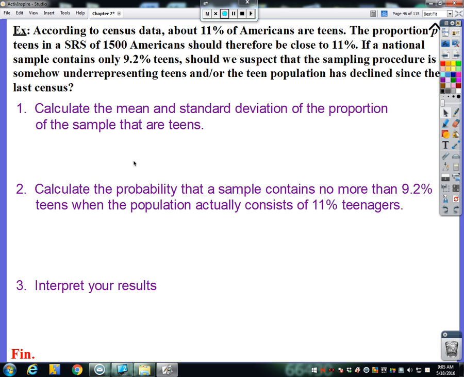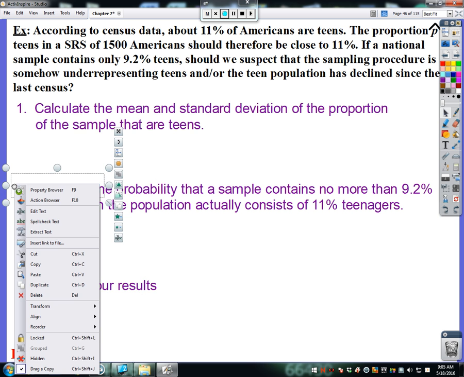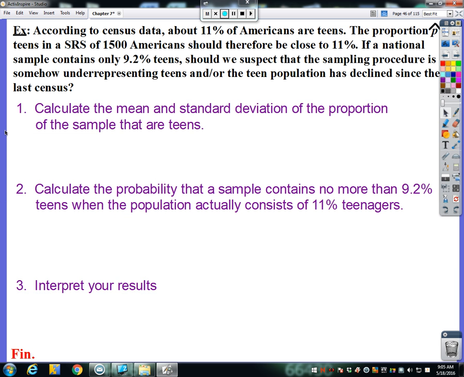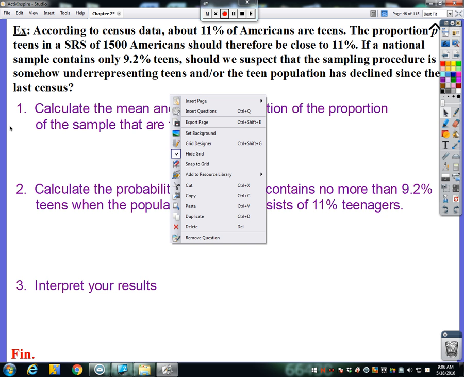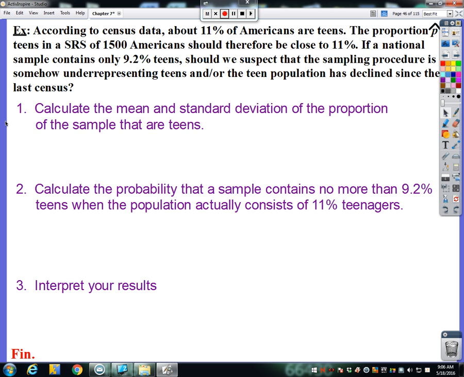So first off, we're breaking this problem down into multiple pieces here. If this was an actual test problem, I wouldn't break it down. I would just leave it as what's written in black up here. So the first thing we're going to do is really discuss the SOCs of our sampling distribution. And I know I've got the mean and standard deviation here and not including the shape, but we'll talk about the shape as well. So calculate the mean and standard deviation of the proportion of sample that are teens.